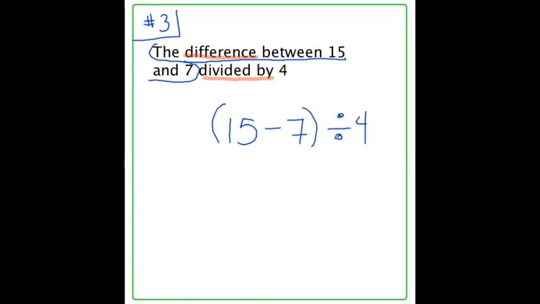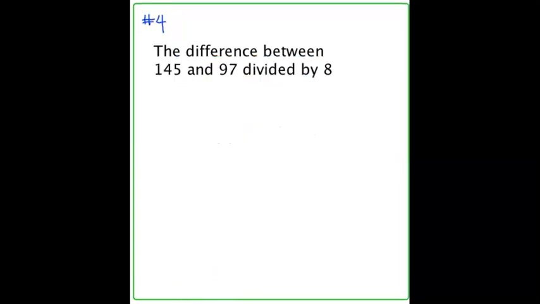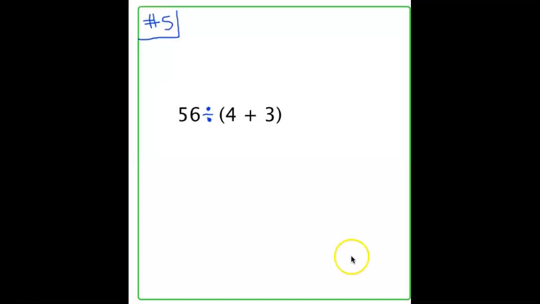All right, number 4 is going to be one you do all on your own. Number 4, your problem is the difference between 145 and 97 divided by 8. Give it a shot. This one is a little bit different. This one we're going to try and figure out what words we need to use to describe this expression. Before, we've been given the words and we had to translate it into numbers. Now we're given numbers and symbols and we have to translate it back into words.